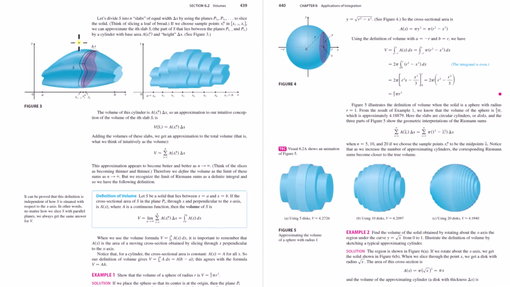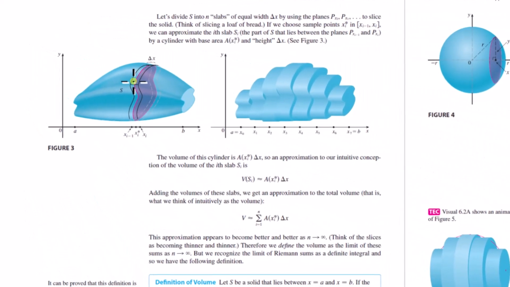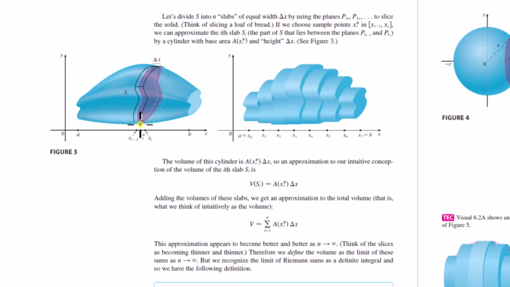The next thing they do is draw a visual of each of these elements. The area of the cross-section you can evaluate at any point within each interval, the left endpoint, the right endpoint, the midpoint, and so on, because the area will be slightly different depending on where the plane cuts through. We're going to put x i star here to indicate you can pick whatever point you want. But if you're doing an approximation, then you want to use the midpoint.